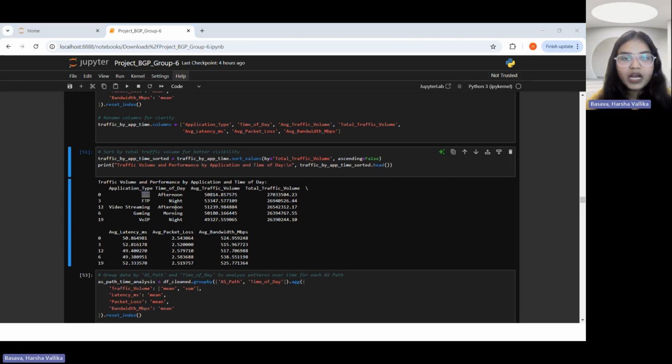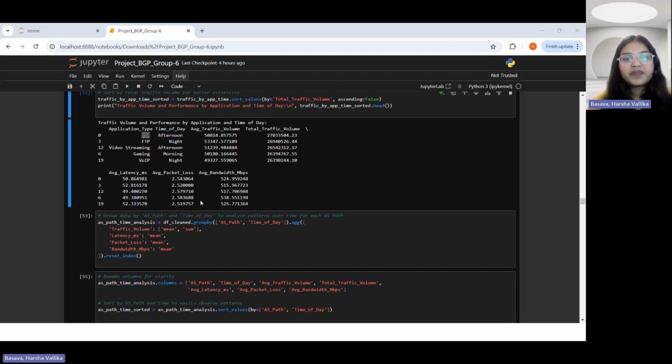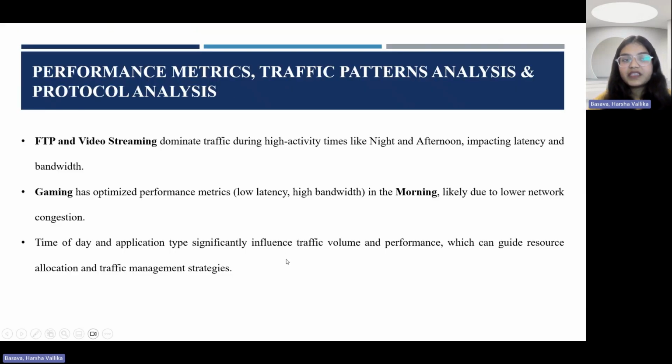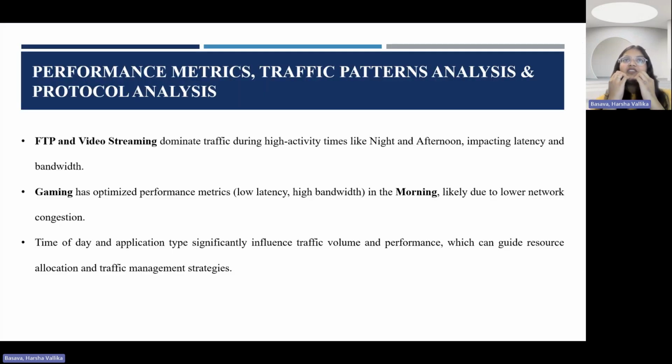And next, to conclude, FTP and video streaming dominate traffic during high activity times like nights and afternoons. So this will obviously impact latency, like the time taken to travel from source to destination for the data packet, and then the bandwidth. Gaming has also optimized performance metrics in the morning times, likely due to low network congestion. So this was done as part of traffic pattern analysis and estimating the performance metrics. And coming to the protocol analysis, we didn't deviate from the traditional way of taking the precedence order for the key metrics of BGP protocol. We have gone with the same.